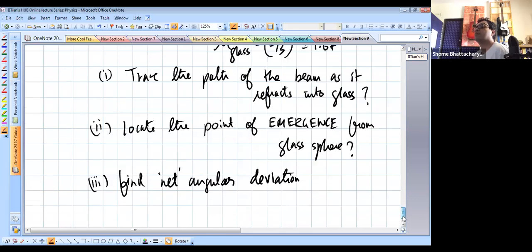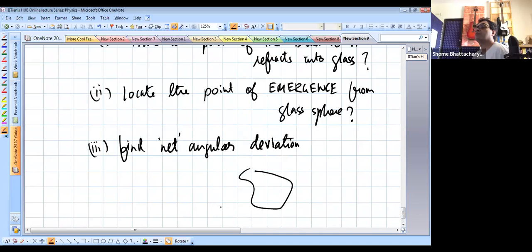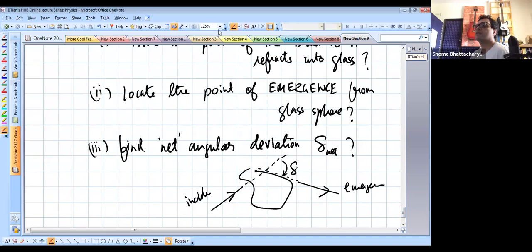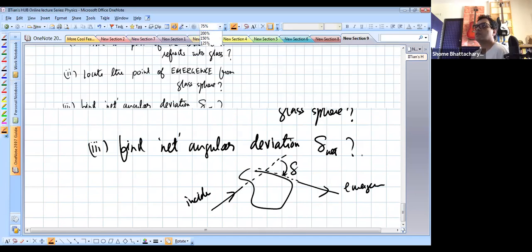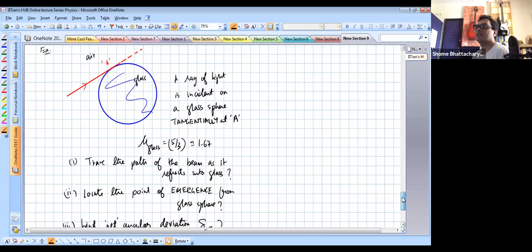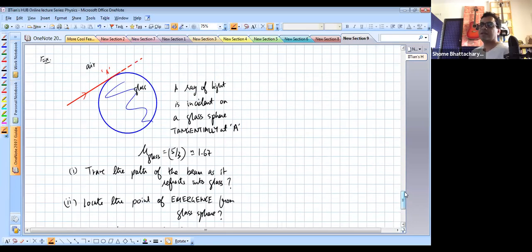So what we mean by angular deviation is if we have some kind of a system and there is an incident beam like this and it finally emerges like this. So this is the emergent beam. This is the incident beam. Then the total angular deviation that it suffers is this. This is the angular deviation, delta. Okay, so that net angular deviation, delta net, you have to calculate. Just try out this question. You'll understand very easily. This is the application of the grazing incidence and critical angle concept that we'll be applying.